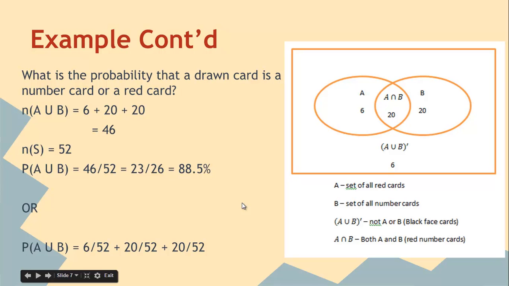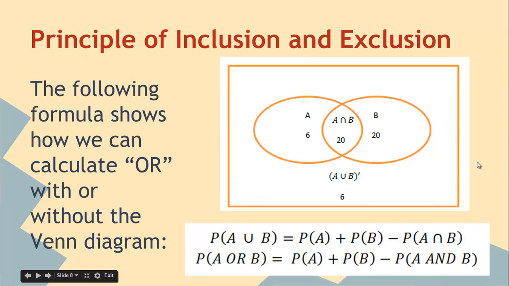Or we could say the probability of A union B is the probability of each one of them added up. It would give you the same thing: 6 out of 52 plus 20 out of 52 plus 20 out of 52. And we can actually change this Venn diagram to just include probabilities on it. Okay. Principle of inclusion and exclusion, it's basically a formula.